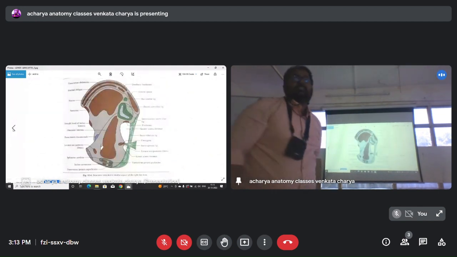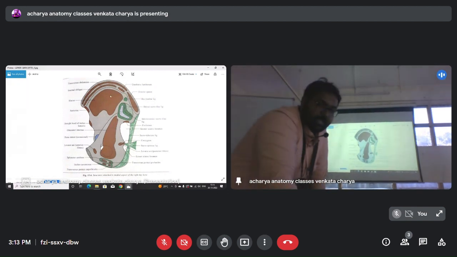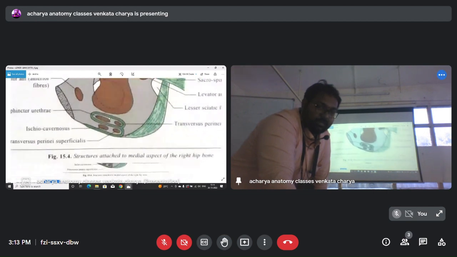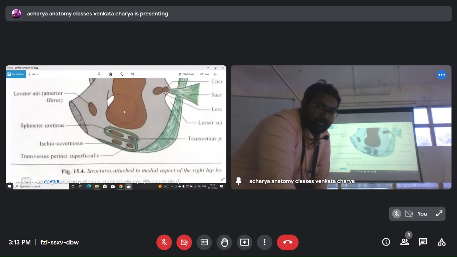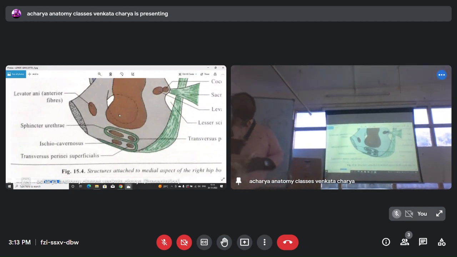Internal surface is related with the superficial perineal pouch. Next, deep perineal pouch.